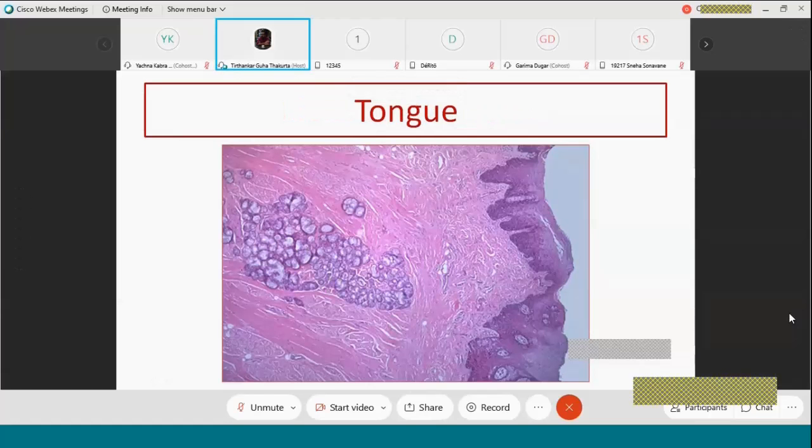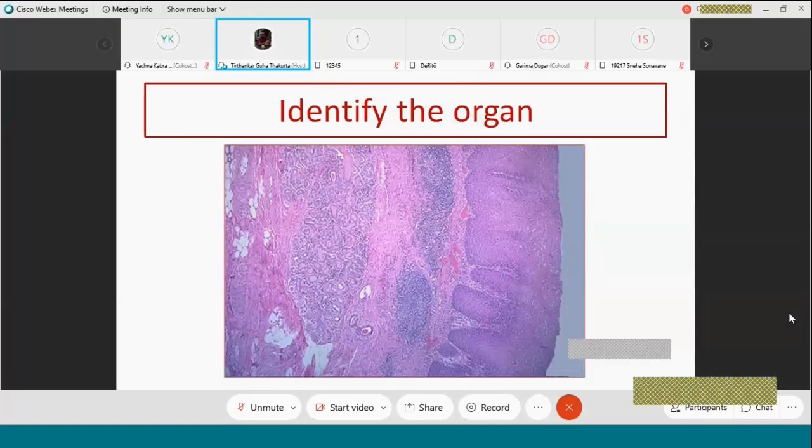And these are the components we should look for. Next slide. Identify the organ. I can repeat the slide also sometime. So you try to identify these organs. Again, do not jump to conclusions. Go point by point. First tell me, what is the lining epithelium that you see here? You try to answer my question, and you will automatically identify the organ.